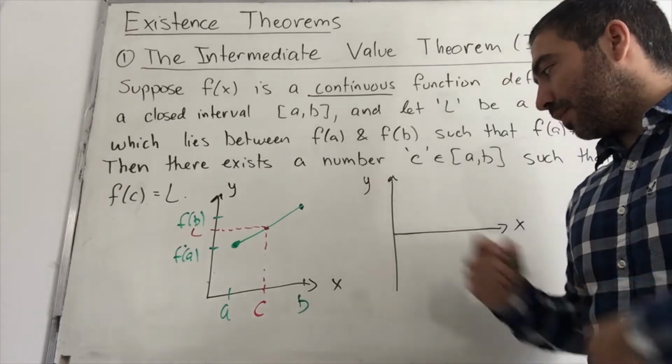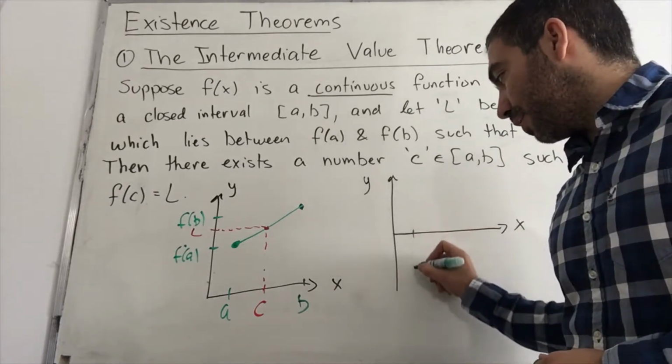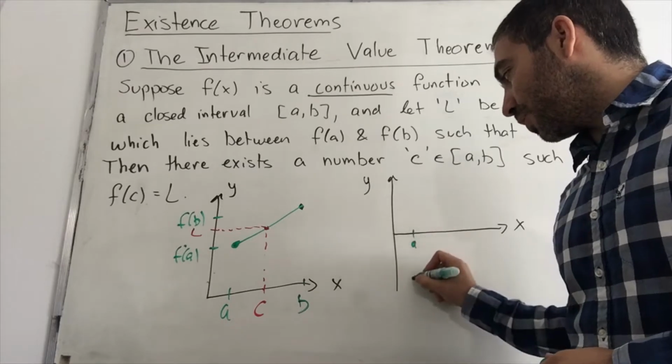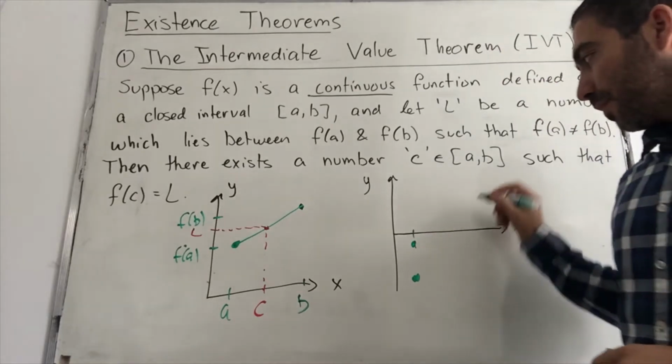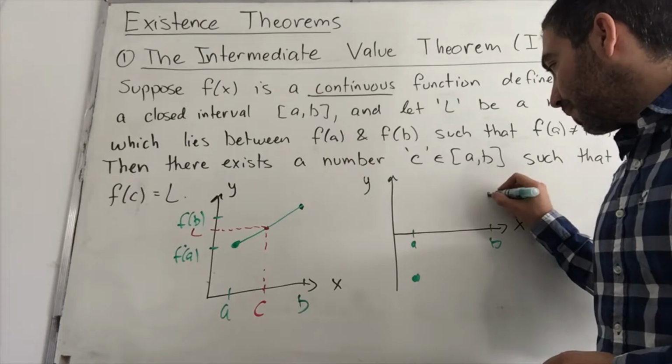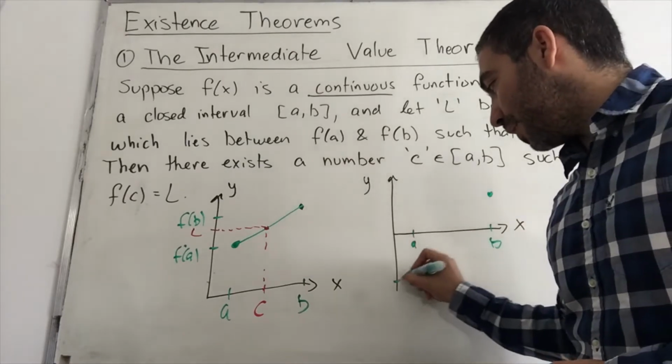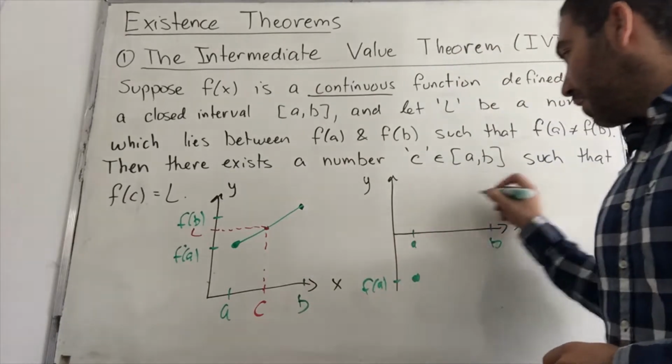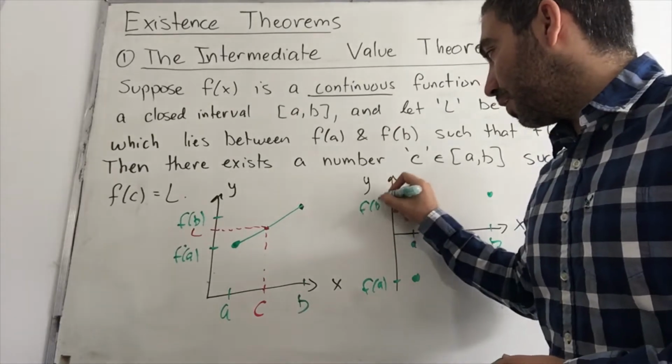And let's say this is a. We're starting down here. And this is b. We're finishing up here. This is f of a. This is f of b. And we have some function.